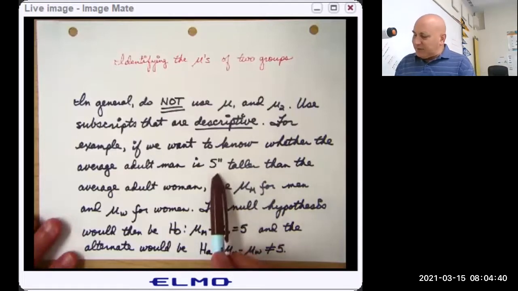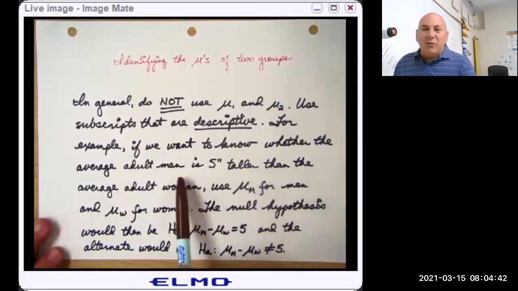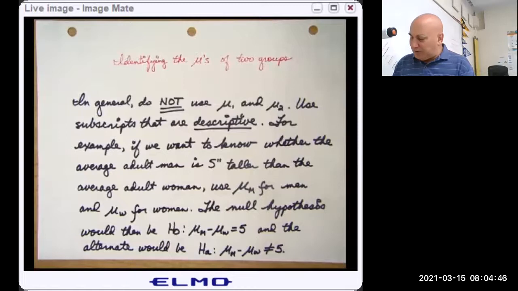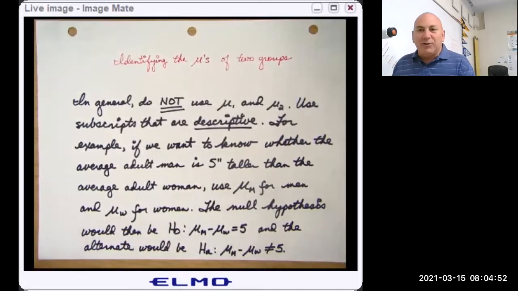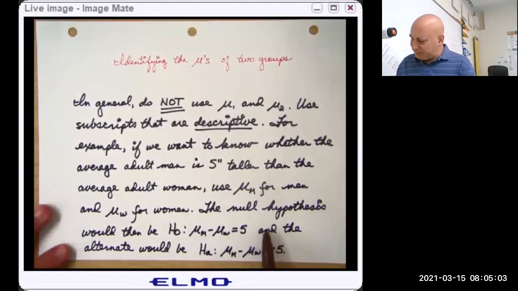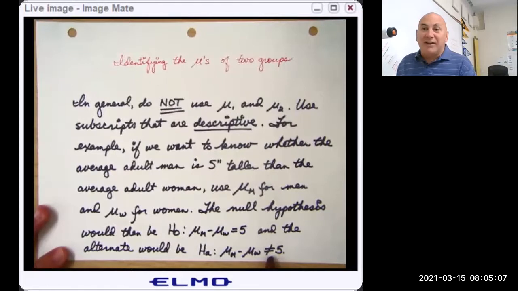So in this example that I give you here, if we want to know whether the average adult man is 5 inches taller than the average adult woman, we'll use mu sub m for the average height of the men and mu sub w for the average height of the women. That way you could do mu sub m minus mu sub w equals 5. And then the alternative would be no, it's not.